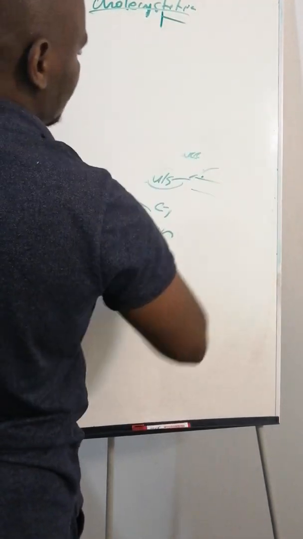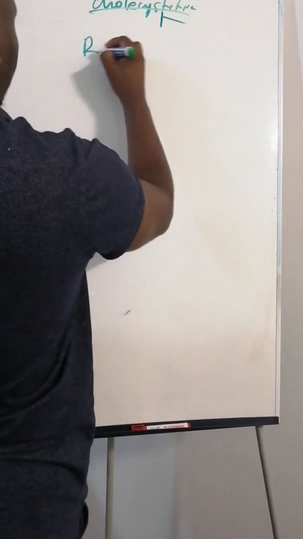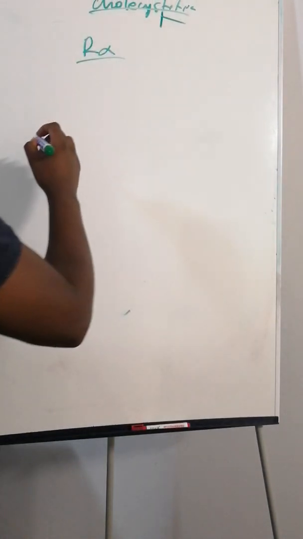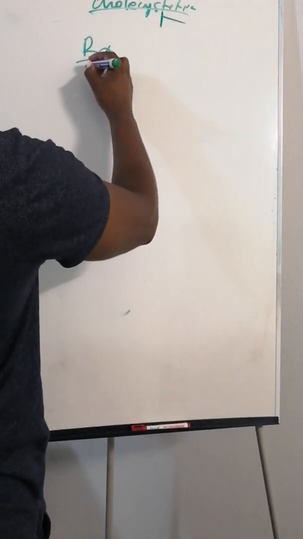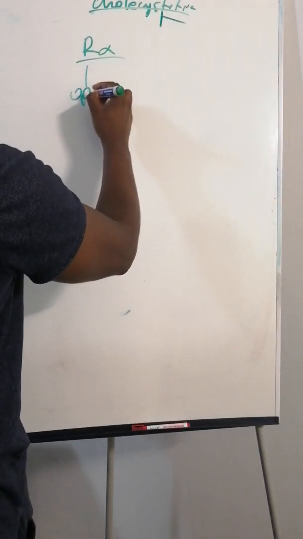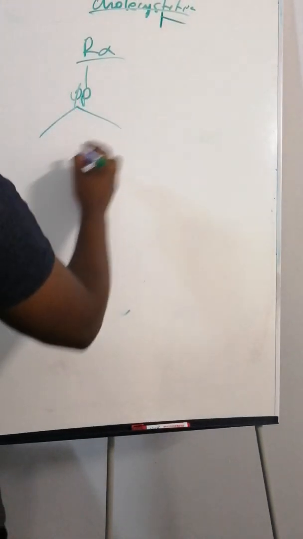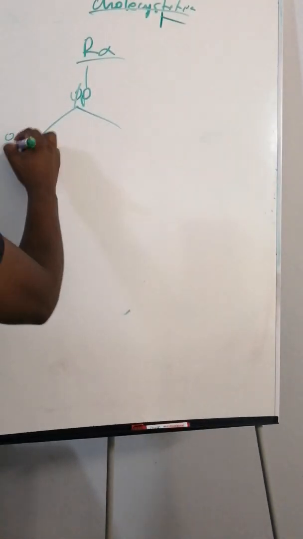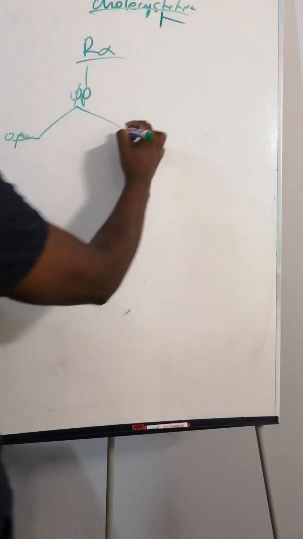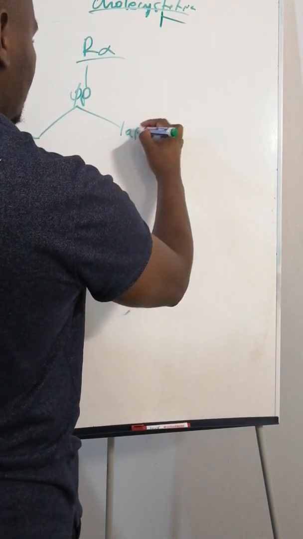Now you have made a diagnosis of cholecystitis. Now what do you do? How do you treat cholecystitis? So the option here is operation. And the operation can either be open or it can be laparoscopic.